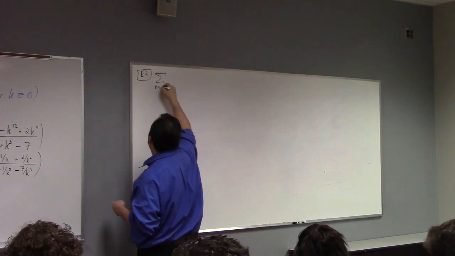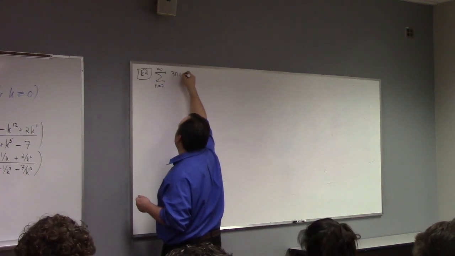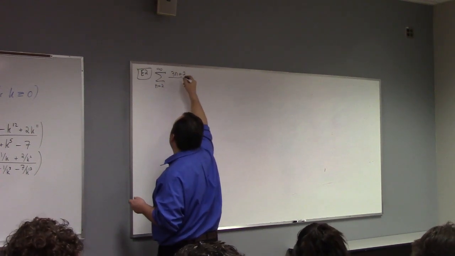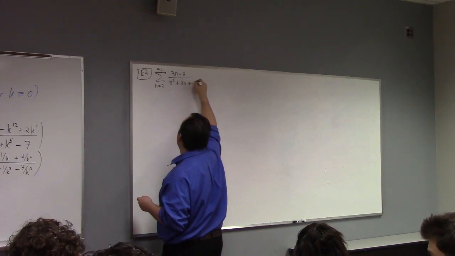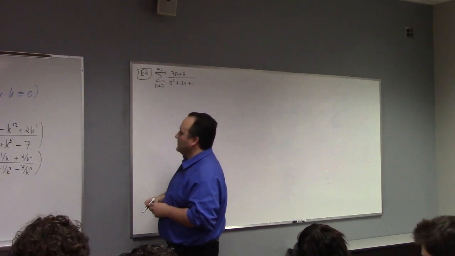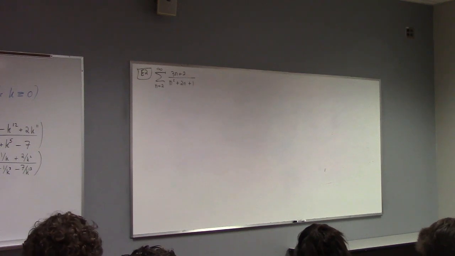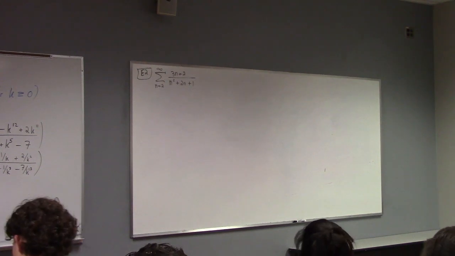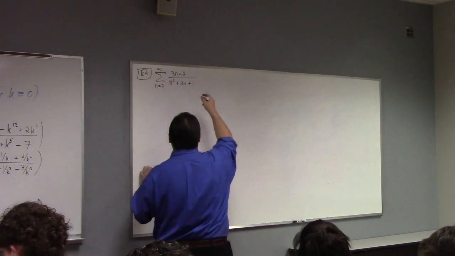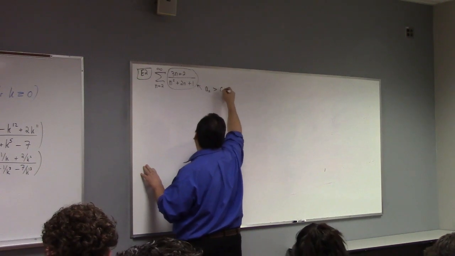Let's see here, another example. I'll do it with n this time. The sum from n equals 2 to infinity of, let's say, 3n plus 2 over n squared plus 2n plus 1. All right, I wanted to make life easier. This is manifestly positive, right? So I don't need to worry about whether we are actually in the context where we should work on things. Let me call this thing a sub n. It's clearly positive, right?